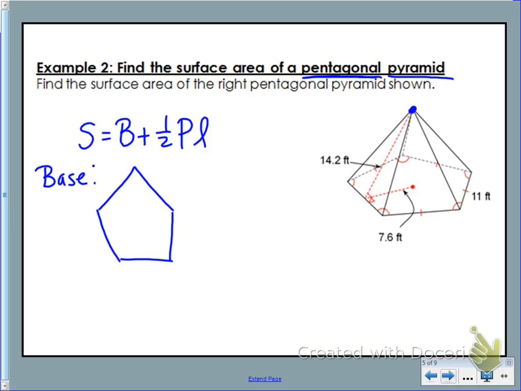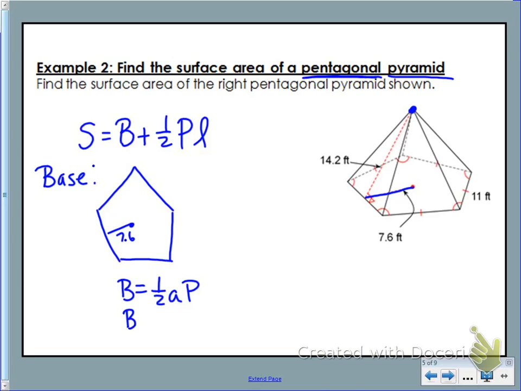By the way, it tells us it's regular because it's showing 5 equal angles and 5 equal sides. So we are going to use the formula for the area of the base, 1/2 the apothem times perimeter. That's an old formula we've used last unit as well. Well, the apothem is shown, that's this measurement here, and it's 7.6 feet.